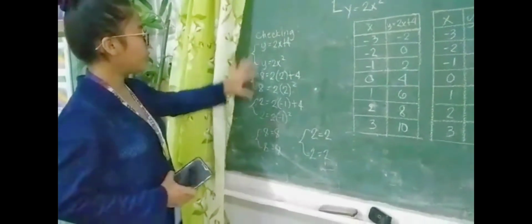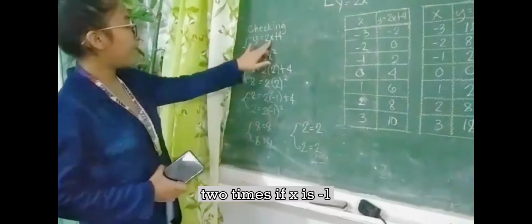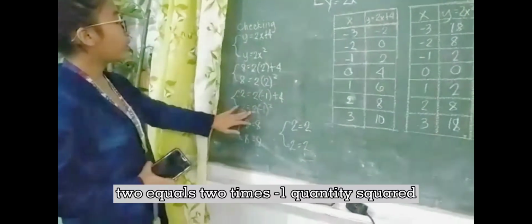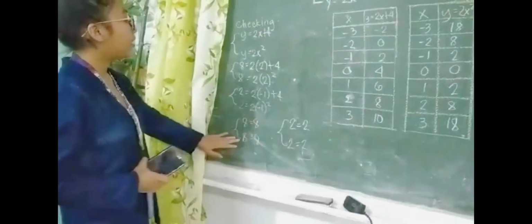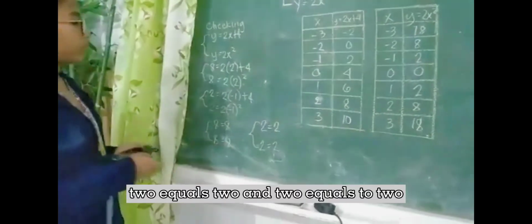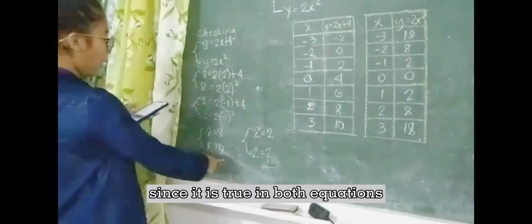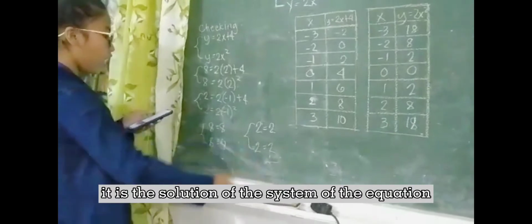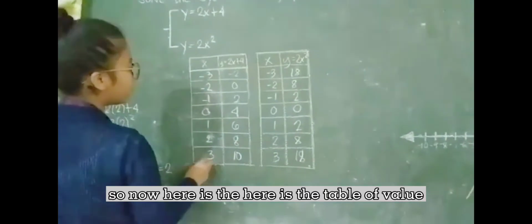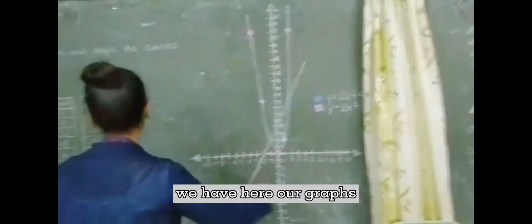And if y is 2, we have 2 equals 2 times -1 plus 4, and 2 equals 2 times -1 quantity squared. So 8 is equal to 8, and 2 is equal to 2. Since it is true in both equations, it is the solution of the system of equations. So now here is the table of values that will guide us to graph our curves. We have here our graph.